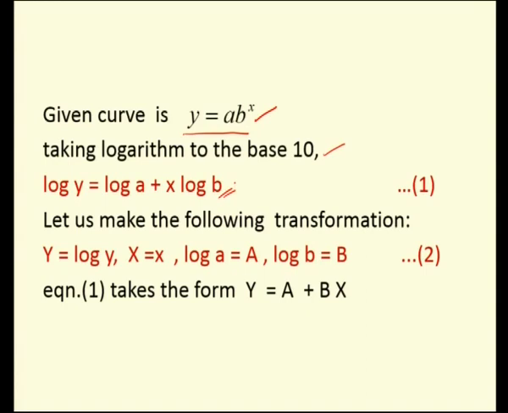So to make our calculations simpler, let us make the following transformation, namely put Y equal to log y, X equal to x, A equal to log a, B equal to log b. Therefore, in equation 1, log y is nothing but capital Y, log a is capital A, log b is capital B, and small x is nothing but capital X. So you find that this equation has been reduced from the curve to the line.